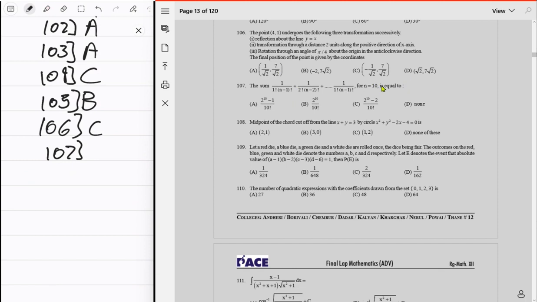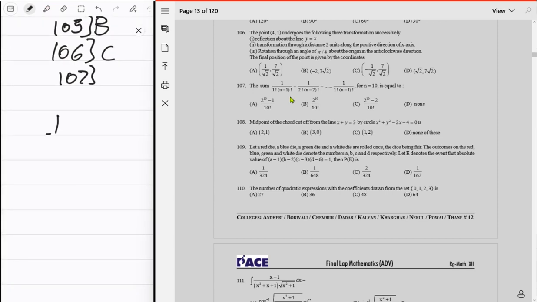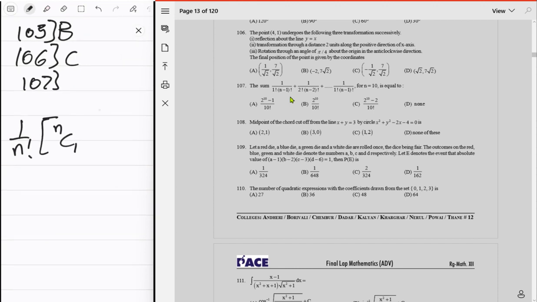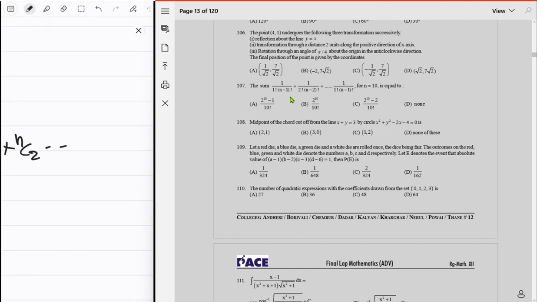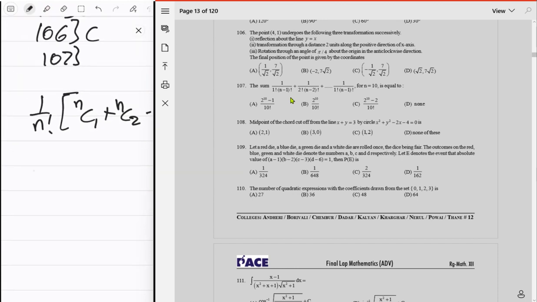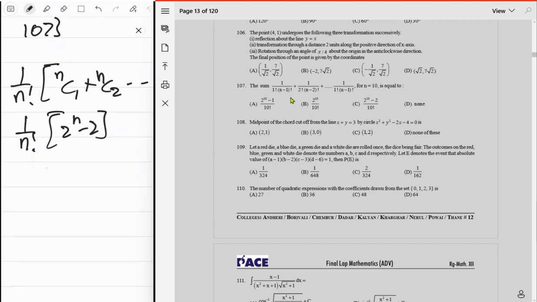This sum for n equal to 10 is like 1 upon 1 factorial and 1 factorial. I've seen that somewhere, right? Yes, I've seen that somewhere. So it's like 1 upon n factorial, then n factorial upon, so nC1 comes here. First nC1 plus nC2. You can see what's going on. Keep going till eventually back to 1 factorial, like nC(n-1) basically. Yeah, add nC0 and nCn. So what will this become? 1 upon n factorial times 2 power n minus 2 in this case, right? For n equal to 10, it's just 2 power 10 minus 2 upon 10 factorial, which is C.